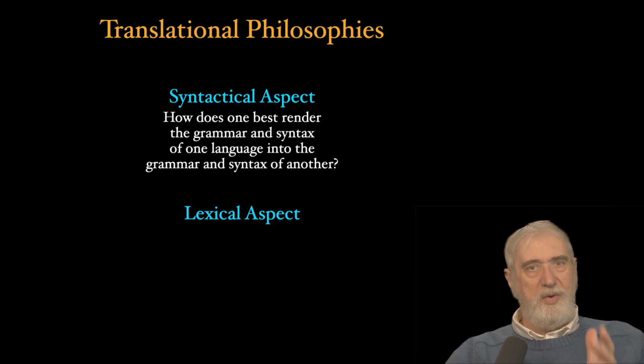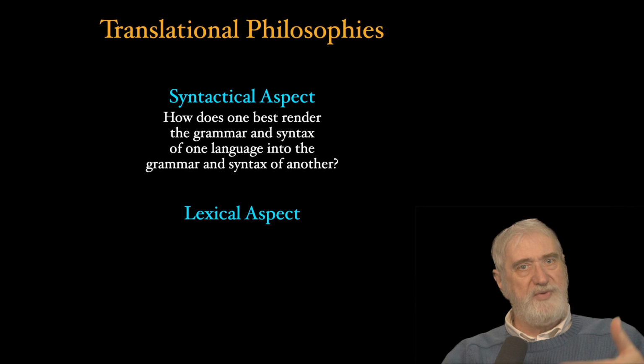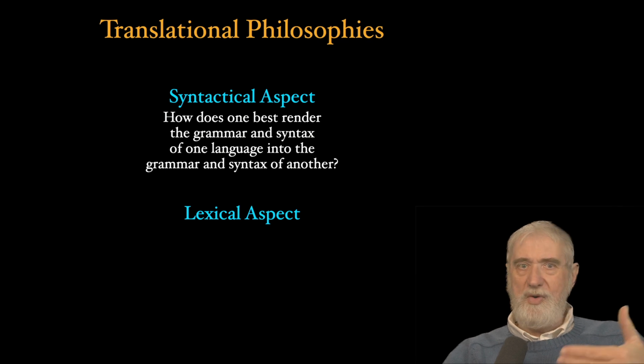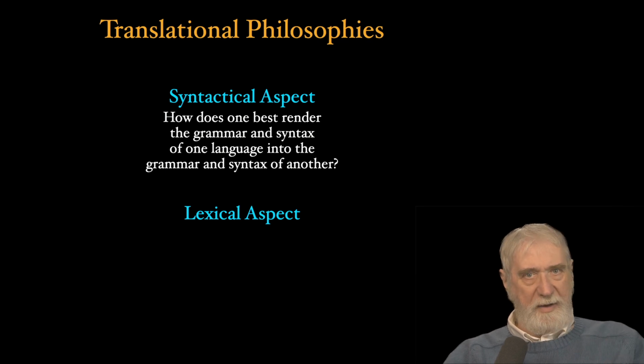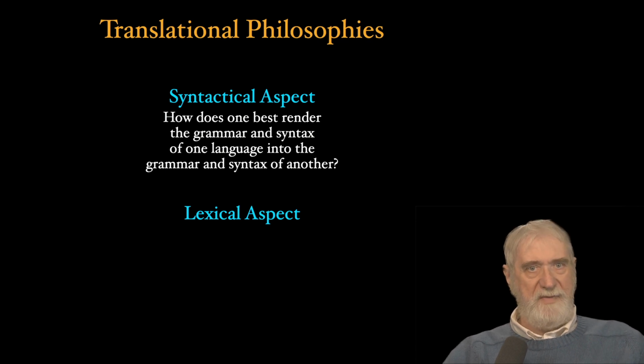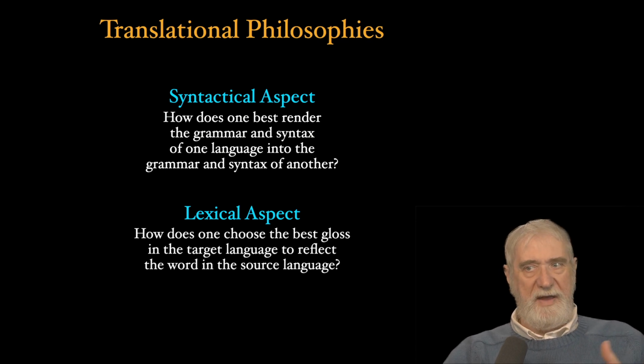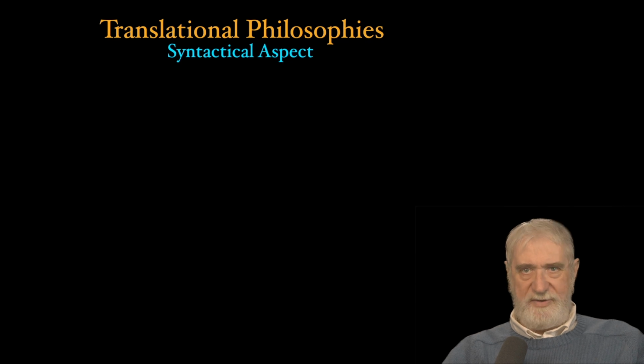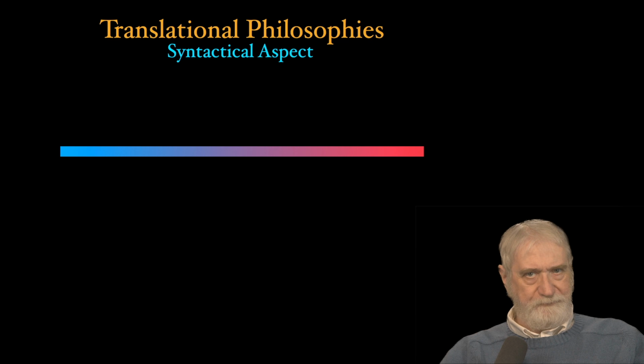As I said, here the question is, how does one best render the grammar and syntax of one language into the grammar and syntax of another language? The lexical aspect then would be, how does one choose the best gloss in the target language to reflect the word that's in the source language? So let's begin with the syntactical aspect. And again, we can think of this as a spectrum.